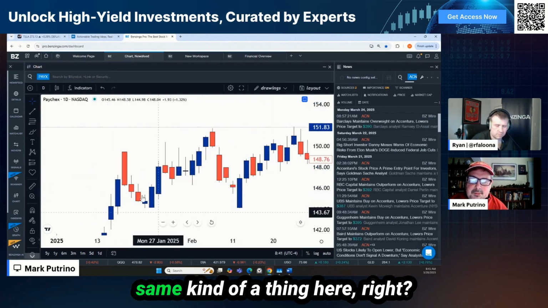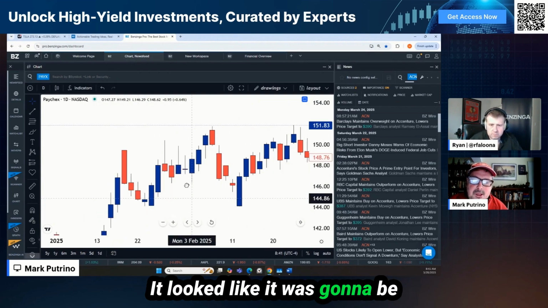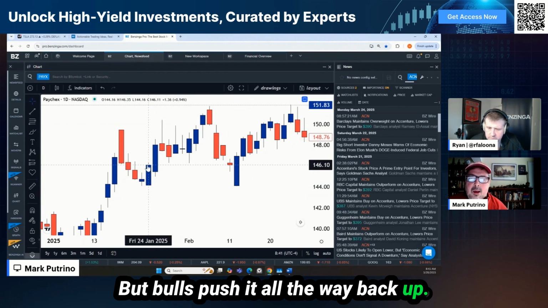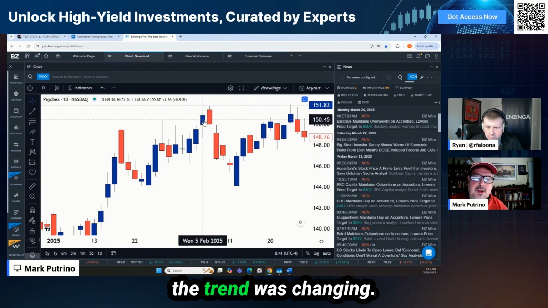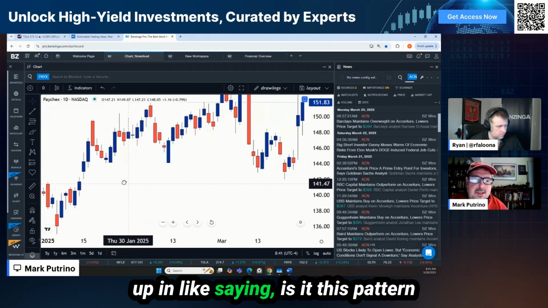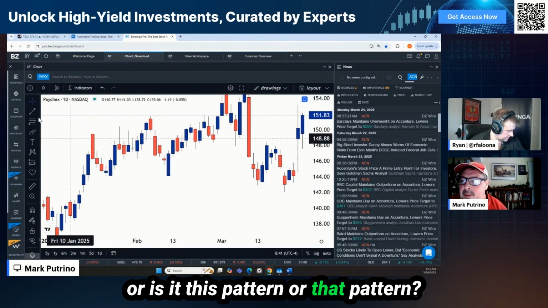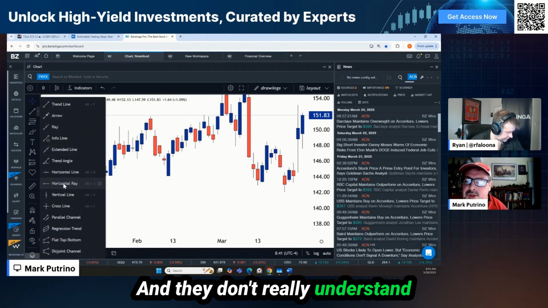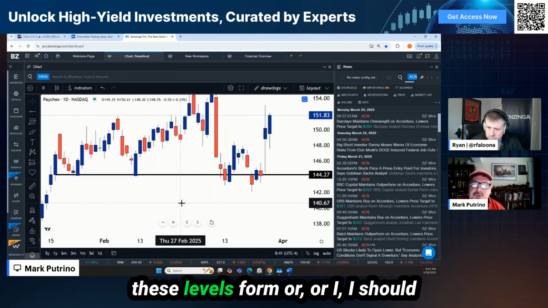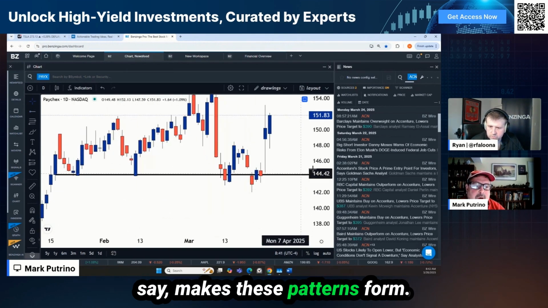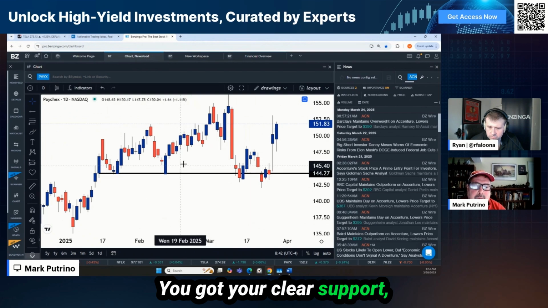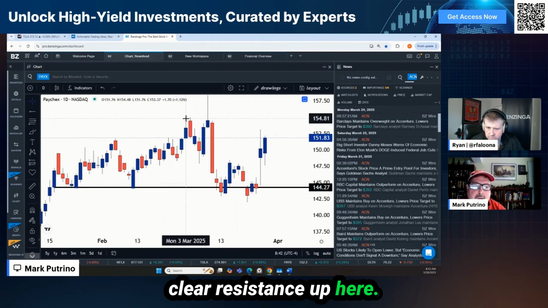And you can even see the same kind of thing here, right? It looked like it was going to be another down day, but by the close, the bulls pushed it all the way back up. And that told us that the trend was changing. So I think people get too caught up in saying, is it this pattern or that pattern? And they don't really understand the price action that makes these patterns form. I mean, you can see here, we go back to Paycheck, you've got your clear support, clear resistance up here.